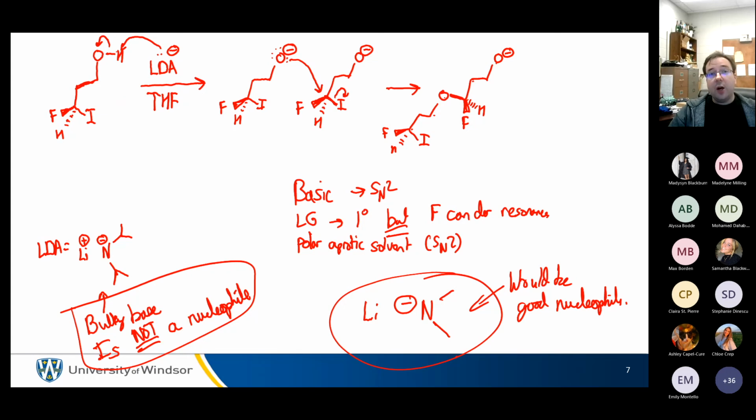Eliminations and substitutions are in competition with each other. And so today what we focus on is what is Sn1 versus Sn2. Next class, we're going to start talking about the E1 and E2 mechanisms. And then we're going to enter the hell that is Sn1 versus Sn2 versus E1 versus E2, because they're all happening at the same time and are all in direct competition with one another.